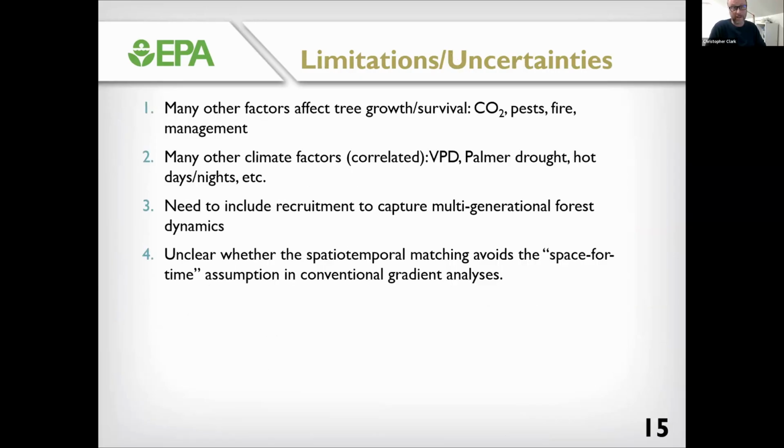There are a lot of things not included in these curves, and we're interested in adding more factors or other things that affect tree growth and survival. We know that CO2, pests, fire, and management matter. Many others too, and our climate factors are very rough. We know that things like vapor pressure deficit have a much more mechanistic link with tree growth and survival, but they're all correlated with these means because the trees are only measured every 5 years or so. So we can't really disentangle mechanism from a study like this.